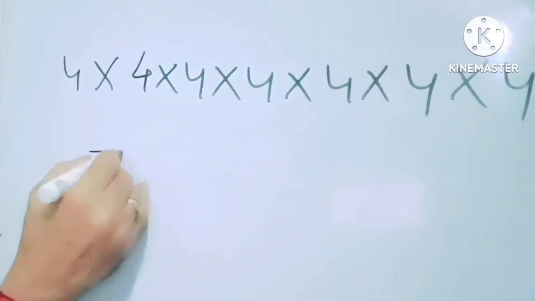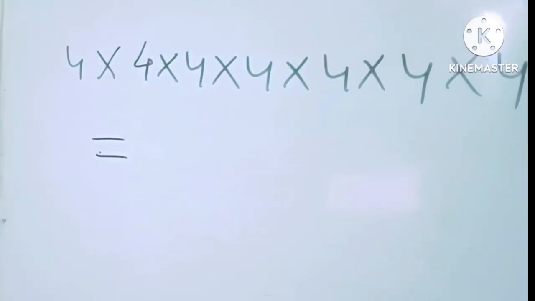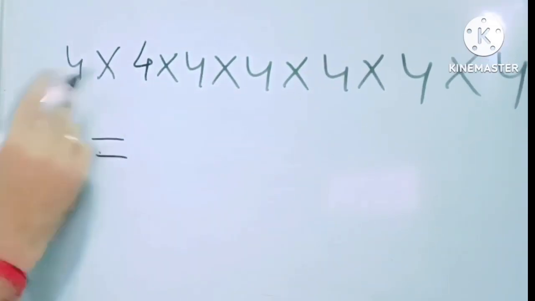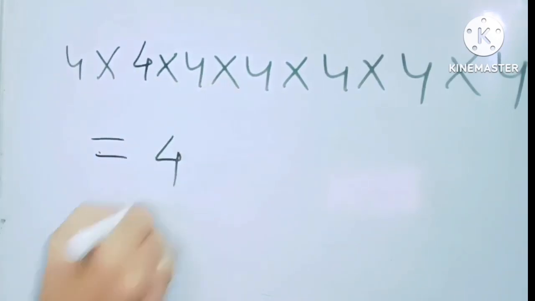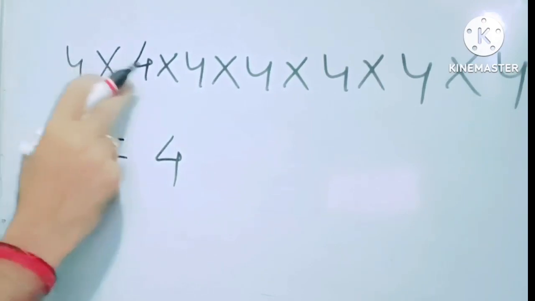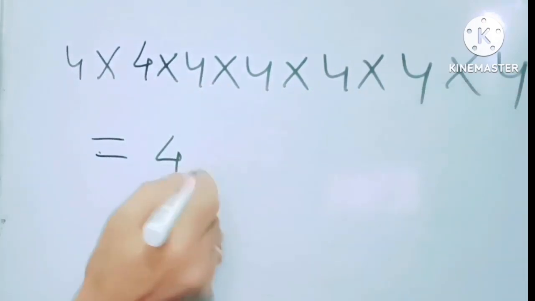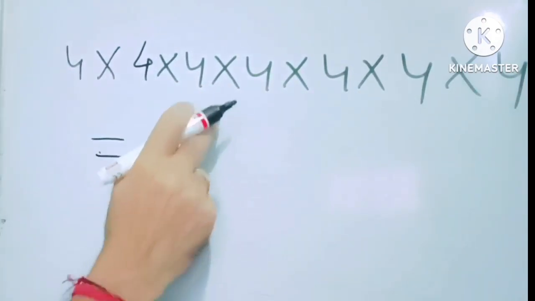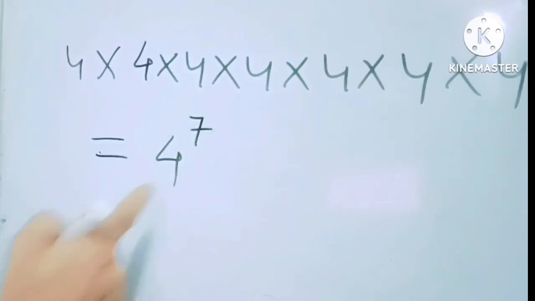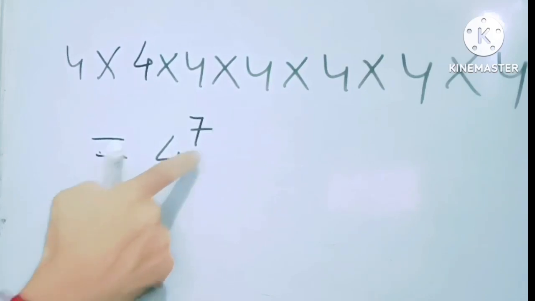That means we can express it in power notation. How can we write it? Here the base is 4, and how many times is it multiplied by itself? 1, 2, 3, 4, 5, 6, 7. So we can write it in exponent or power form: 4 to the power 7. Now here base is 4 and power is 7.